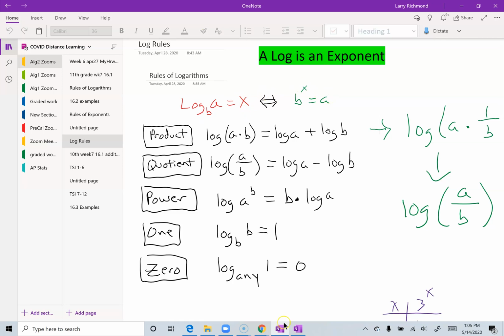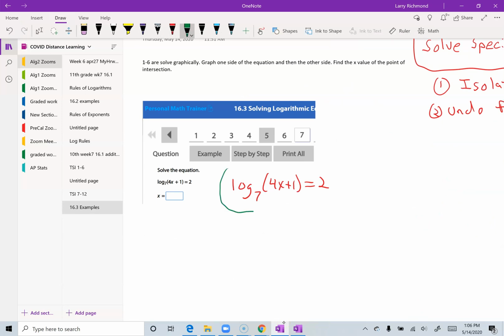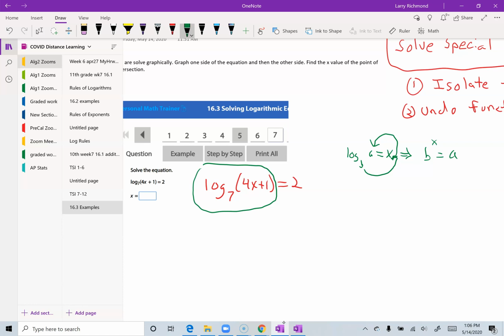All right, so the first thing we do is we isolate our function. Well, that's done here. We've got our function isolated. Our log is by itself. If we had something multiplied or something added or subtracted, we would want to get rid of that, but we don't have to here. Now we're simply going to use our definition of logs. Log base b of a is equal to x can be converted to the exponential equation b to the x is equal to a. So once we get our log by itself, we're going to undo the function by simply using that definition.